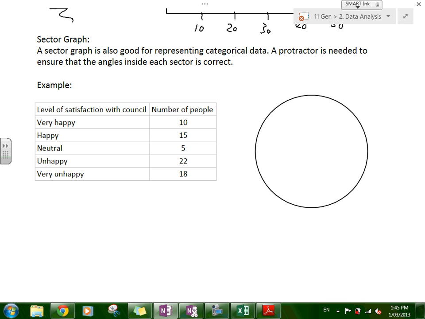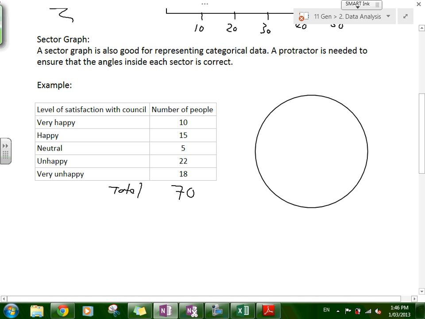So we're going to go ahead and do that. Now somebody tell me, how many scores do we have in total? 70. Okay, so it's 70. Now what we have to do is work out each of these as a fraction of 360. Why am I talking about 360? Yeah, one full rotation is 360. So we need to know how much of 360 degrees each of these takes up.